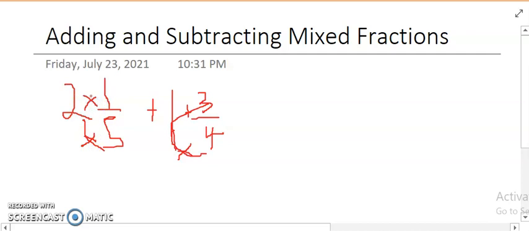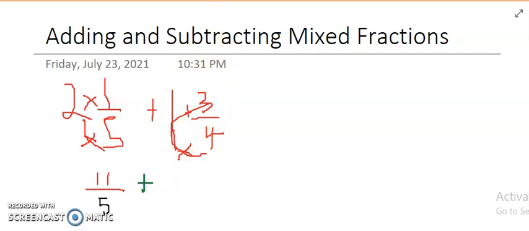So let's go. Now 2 times 5 is 10, so our denominator is 10. No, sorry. So we leave our denominator as 5, the way it is. And then we do 2 times 5, that's 10 plus 1, that's 11. Then we put in our addition sign. And then we do the same thing to the next mixed fraction.